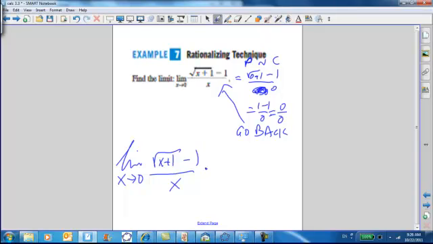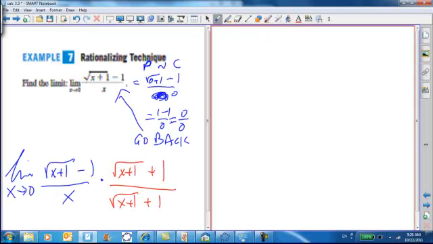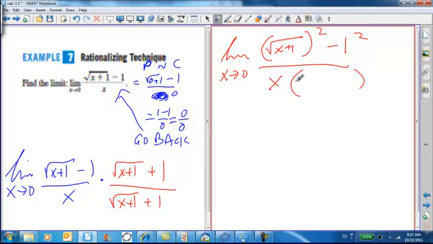We actually multiply it by the conjugate of the top, the square root of x plus 1 plus 1 over the square root of x plus 1 plus 1. I might think, how can that possibly help? You'll see. You'll see. We get the limit then, as x goes to 0, of, when I multiply these two conjugates, I'll end up with the difference of squares. Square root of x plus 1 squared minus 1 squared all over x times all that other junk, square root of x plus 1 plus 1.